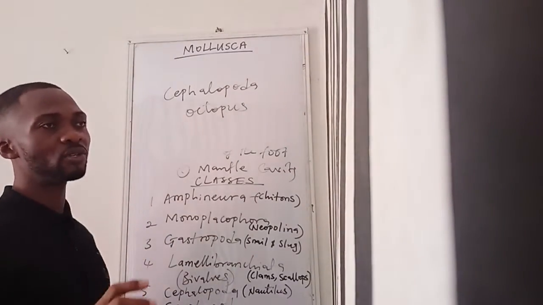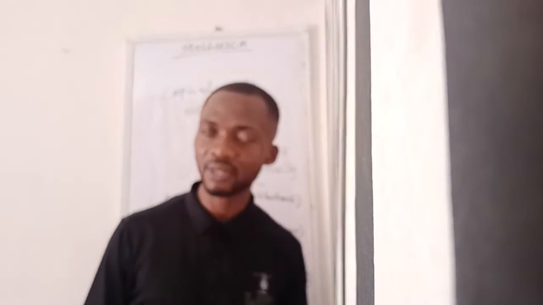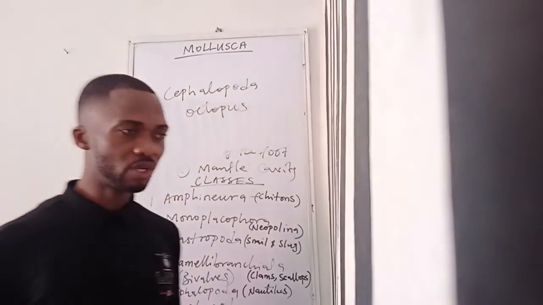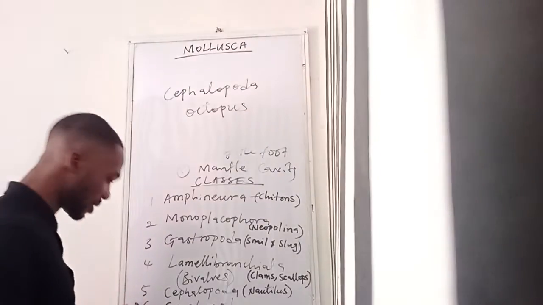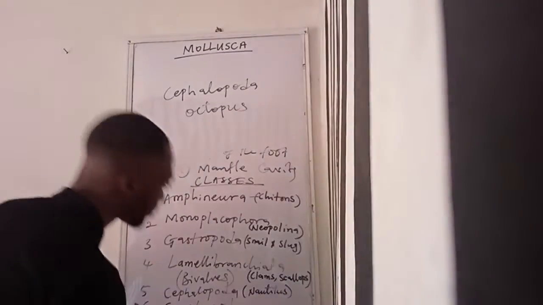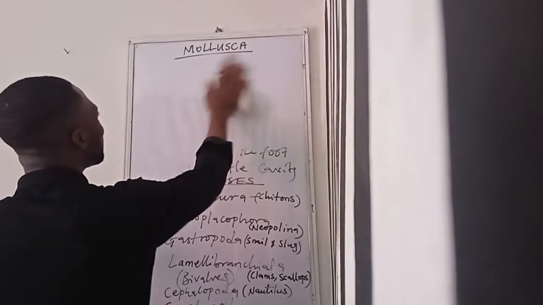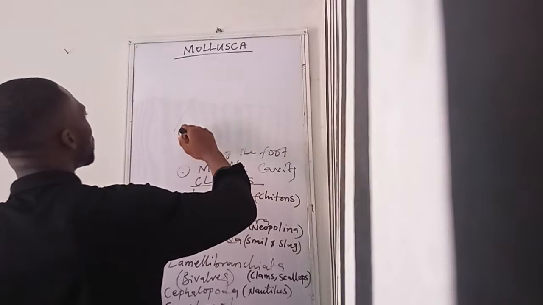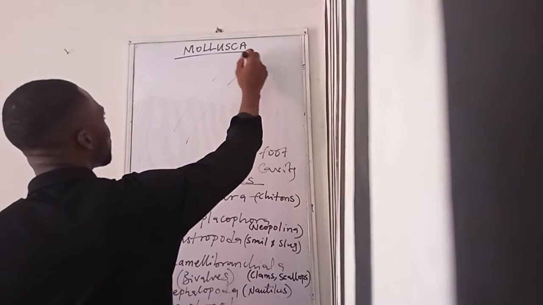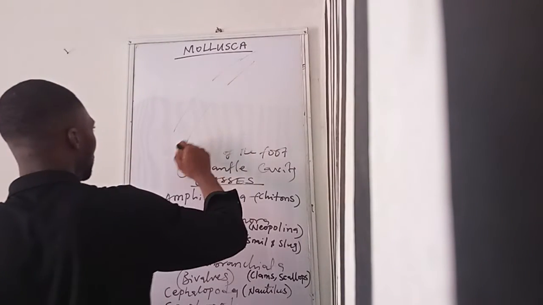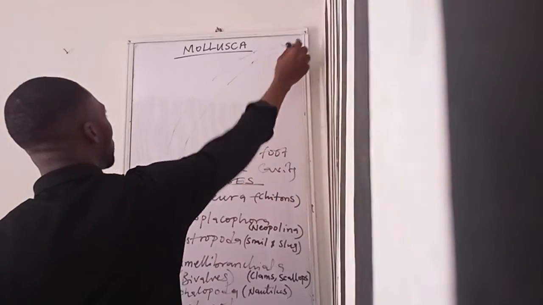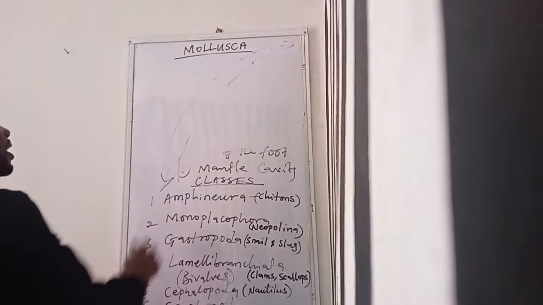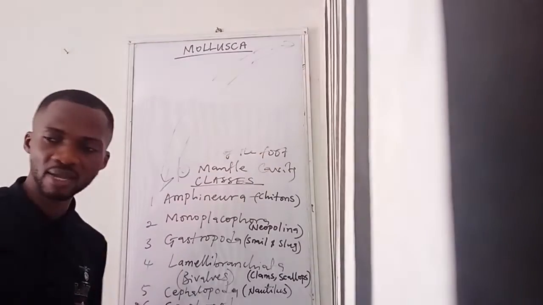But then a major diagnostic feature of members of this group is also the fact that they have a tubular shell. This tubular shell is in such a way that it opens at the two different ends. So the tubular shell is opened at this end and also opened at this end.